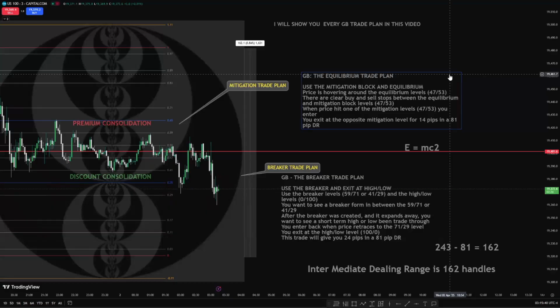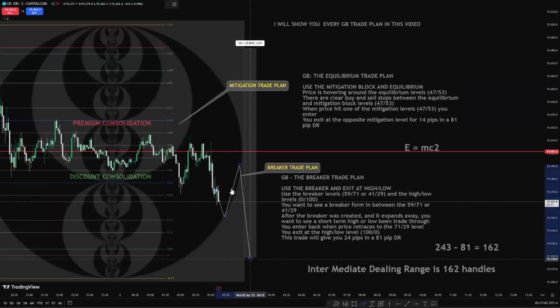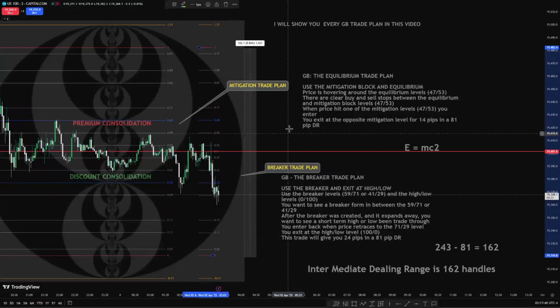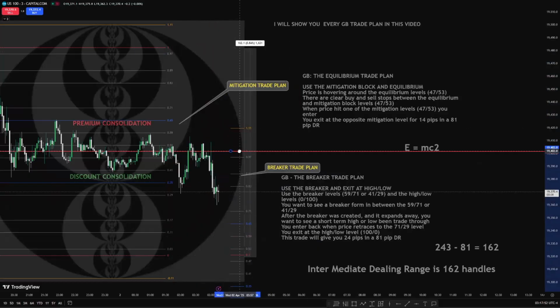So to summarize, equilibrium trade plan and the breaker trade plan. The equilibrium trade plan is balance or range play, fast in and out, target opposite mitigation, and the breaker trade plan is structure break, trap confirmation, entry on retrace, target extreme.